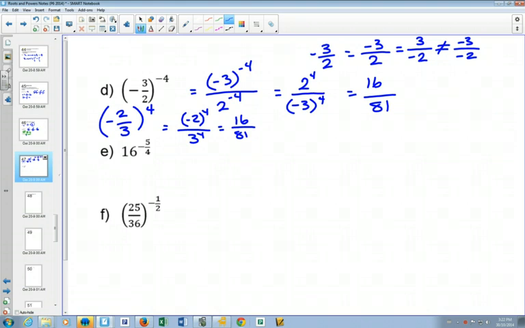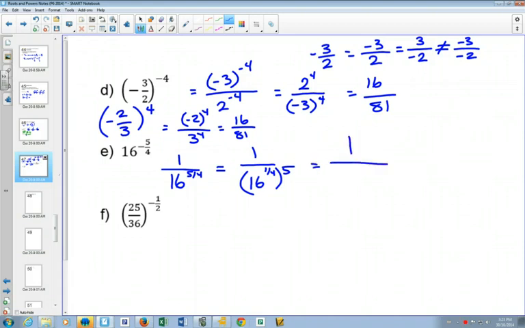Okay, E. 16 to the negative 5/4 is the same as 1 over 16 to the 5/4. How do we do 16 to the 5/4? You could do 16 to the 1/4 5 times. And 16 to the 1/4 is the same as the 4th root of 16. Right? That's from the other day.